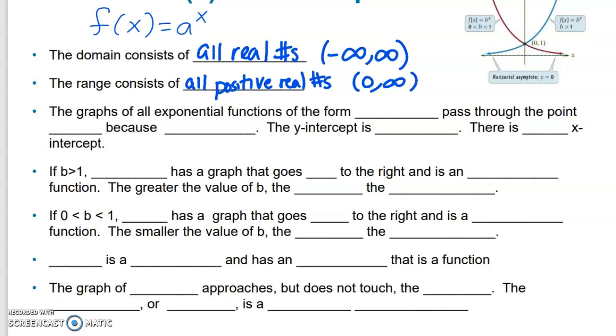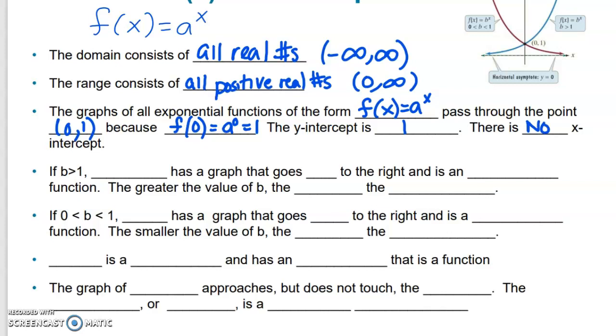The graphs of all exponential functions in the form of f of x equals a to the x power pass through the point (0, 1). We were just talking about this because f at 0, so a to the 0 power, is equal to 1. The y-intercept will be 1, and there is no x-intercept because it does not cross the x-axis.